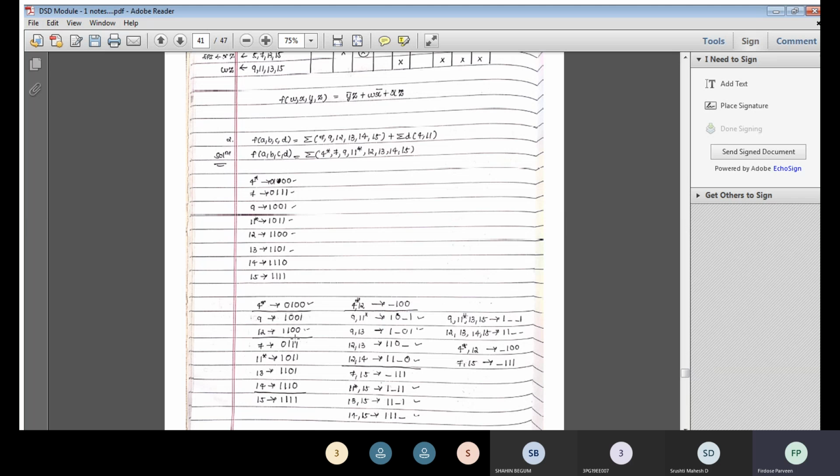So which can be compared? 9 and 7 cannot be compared. So 9 and 11 can be compared. So I'll put a star if it is a don't care term. So what is written? 1 0 dash 1. Put a tick mark if it is compared. Put a tick mark. In the same way 9 and 13, 12 and 13, 12 and 14.